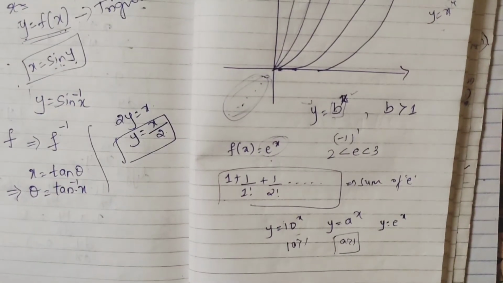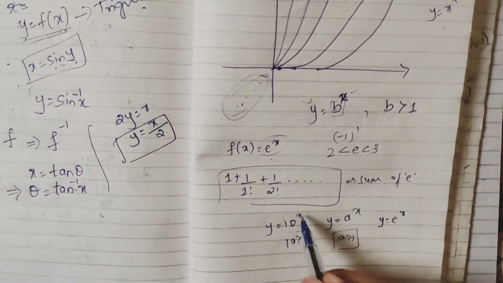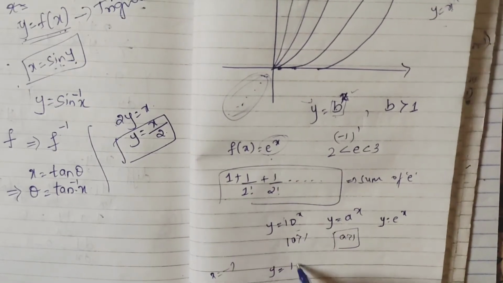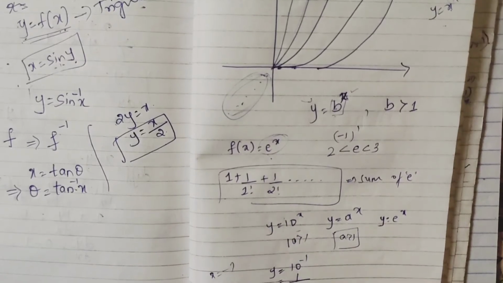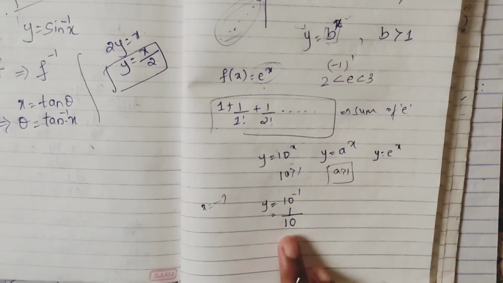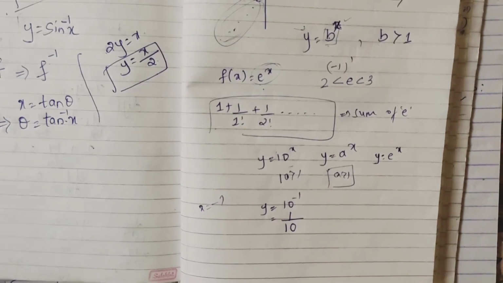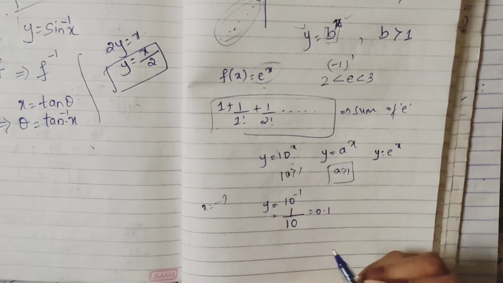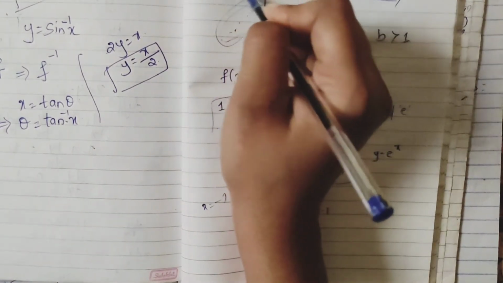Now suppose your x is negative. Now you get x as minus 1. So y is equal to 10 raised to minus 1. I can write it as 1 by 10, right? If I take 1 by 10, its value is what? 0.1. 0.1 means it will come somewhere here. See, it will be coming like this.